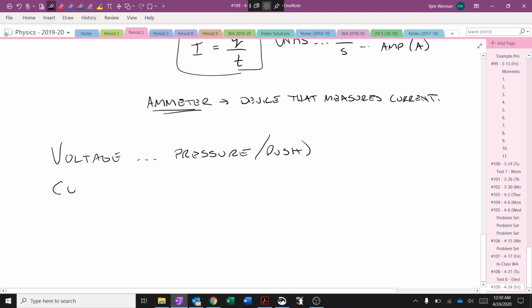And now current. And that is the actual movement or the flow of charge, or the electrons actually moving through the wires or the conductors.